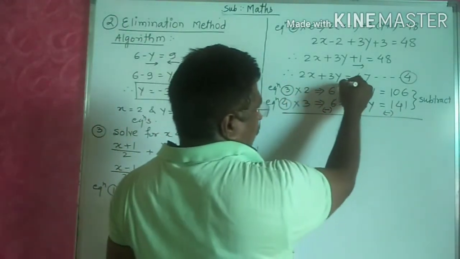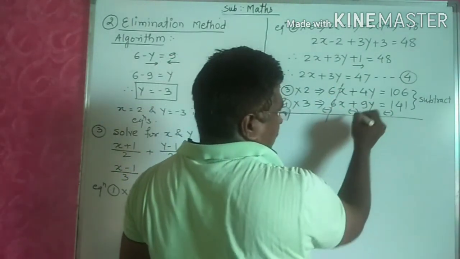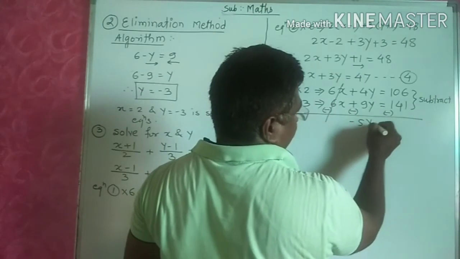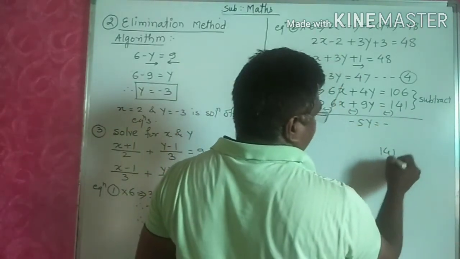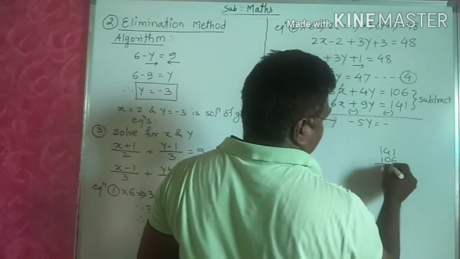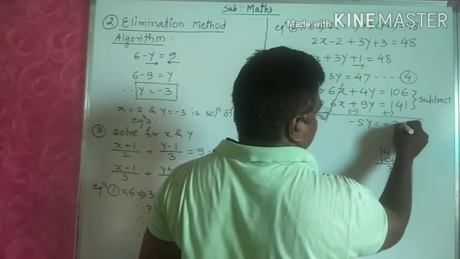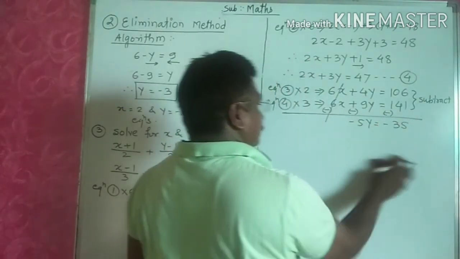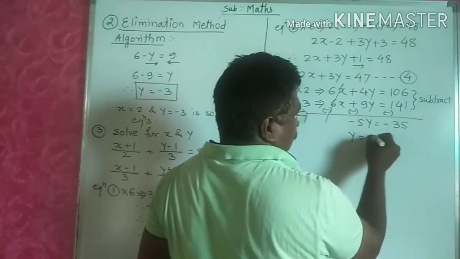So what happens? This x variable is eliminated. So 4 minus 9, minus 5y. Now here what will we get? 141, 106, 5, 3. So minus 35. So now y equals 7.